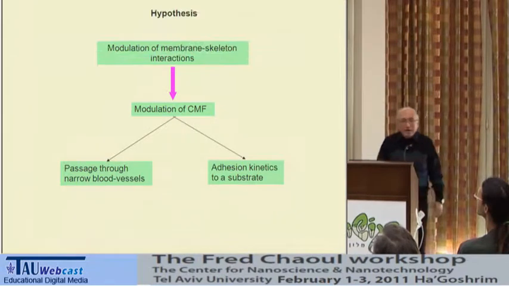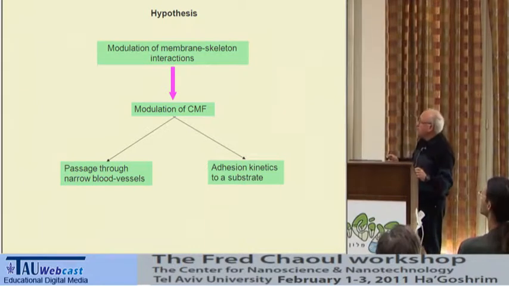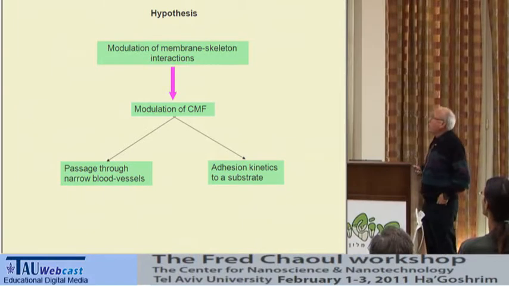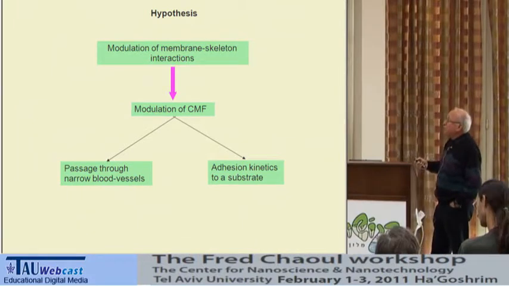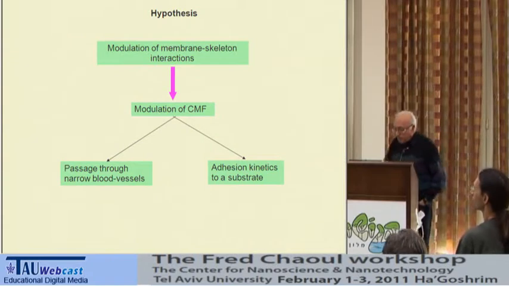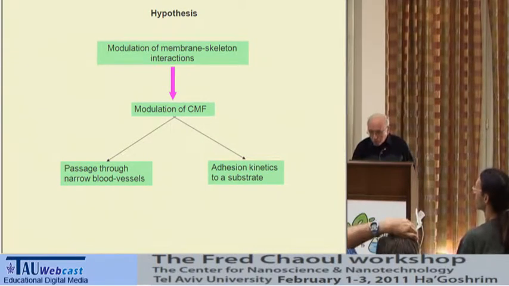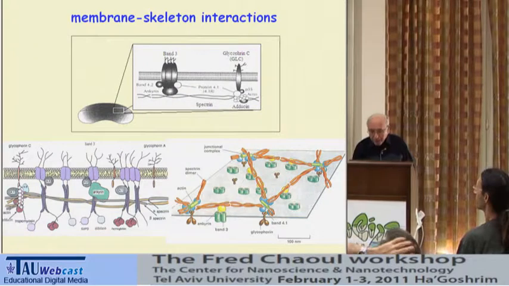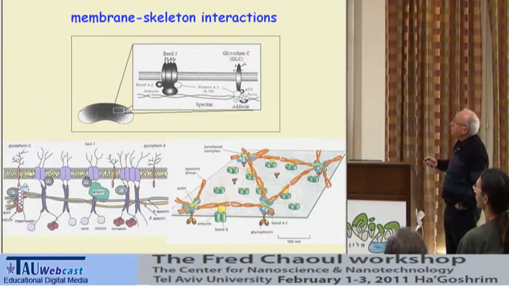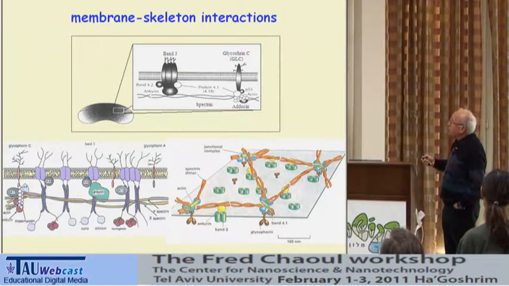Now, what I am going to show you is experimental proof for this hypothesis. Our working hypothesis is that modulation of membrane skeleton interaction modulates cell membrane fluctuation that influences the physiology of the cells. And this is to show you the structure of the membrane.